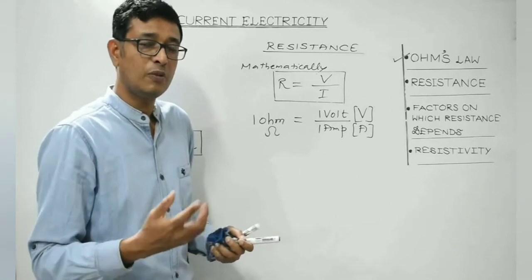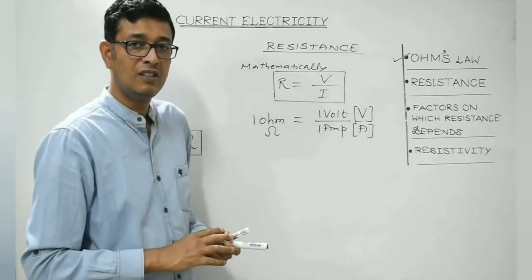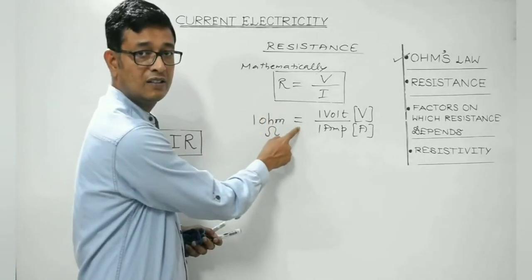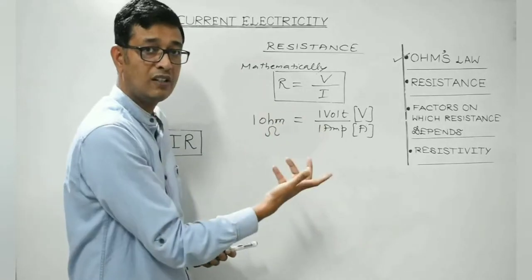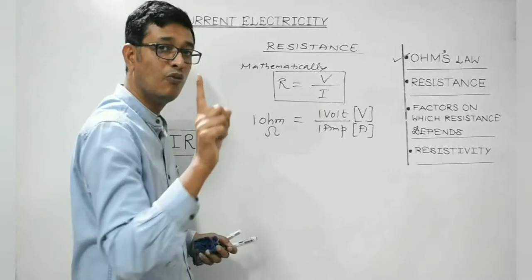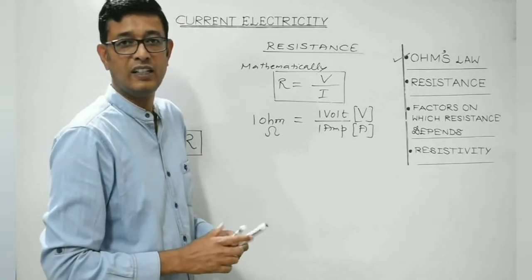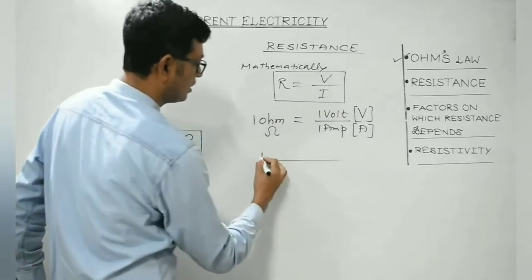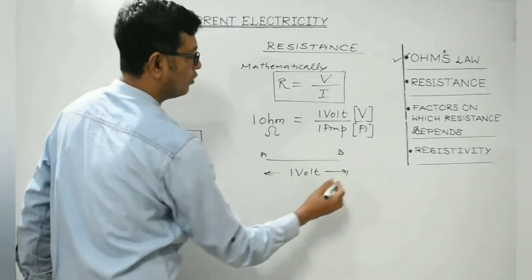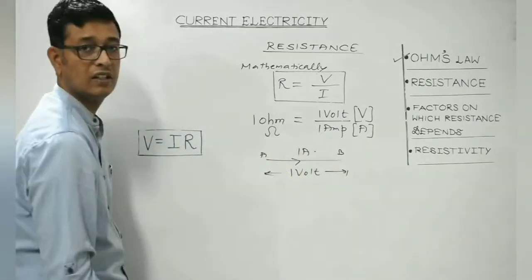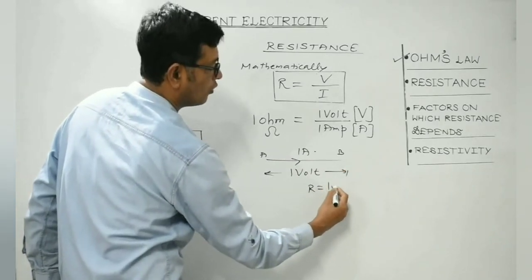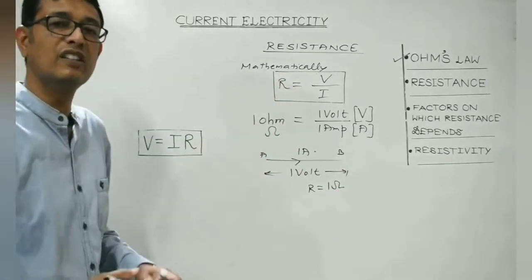The resistance offered by a conductor is said to be 1 ohm when a current of 1 ampere flows through it if the ends of the conductor are maintained at a potential difference of 1 volt. Right? So suppose this is a conductor, these are the two ends. Suppose the ends are maintained at a potential difference of 1 volt and a current of 1 ampere is flowing through it. Then the resistance offered by this section of the conductor will be said to be 1 ohm. So this is how the SI unit of resistance may be defined.